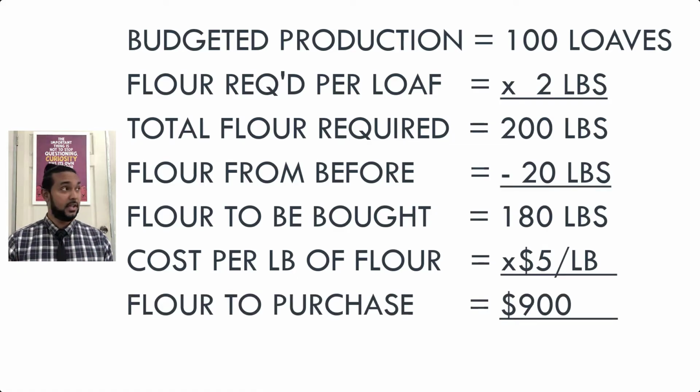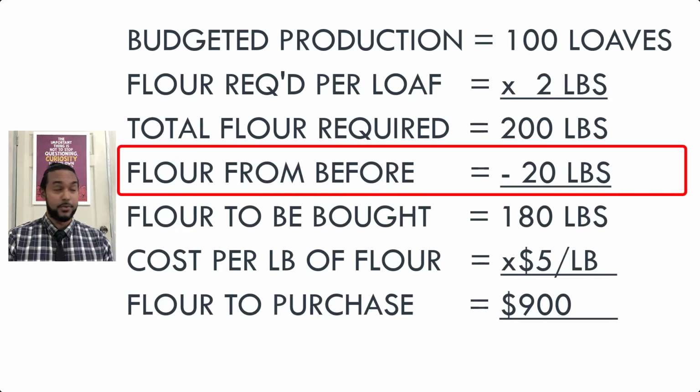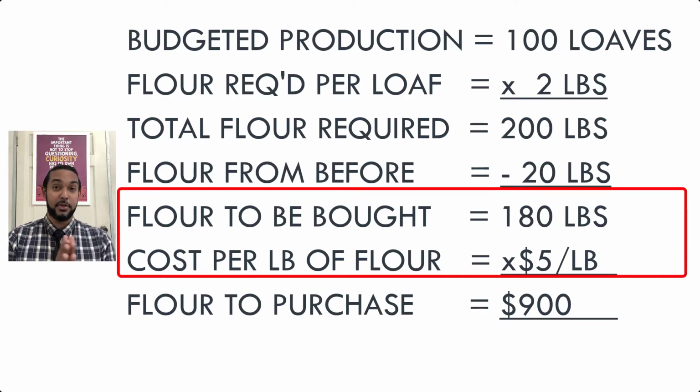So what you've just done there is you've created a direct materials purchases budget. The direct material being the flour, that material which is directly involved in the production of the bread. You looked at how much you need to produce your target output, which was the 100 loaves, and you looked at how much you already had, which was 20. You found the difference, which was 180, and you multiplied that by the cost, right?